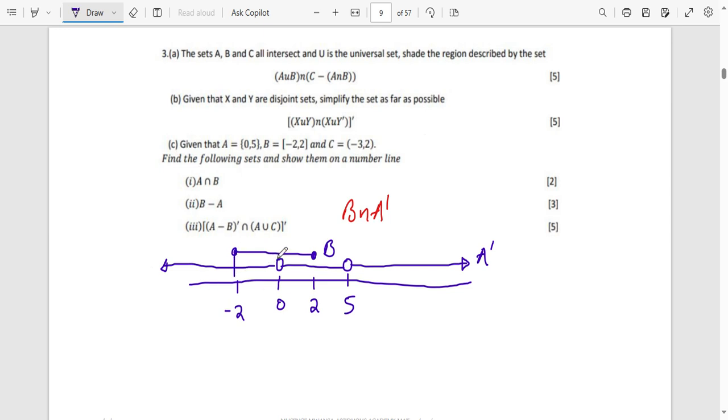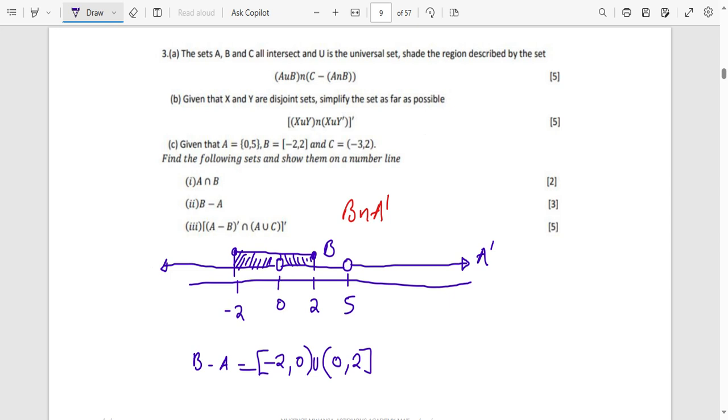So the intersection of these two sets is going to be these regions. You are going to have this region up to 0, and then from 0 up to 2. 0 itself will not be part of the intersection. Therefore, B minus A is going to be from negative 2 up to 0, and then from 0 up to 2. 2 will be included, negative 2 will be included. 0 will not be included because it's not part of the intersection. This is how we're supposed to write the answer.